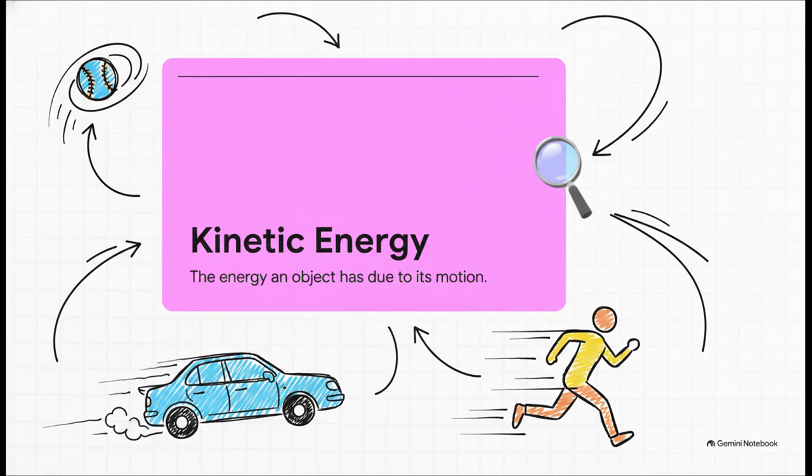I want you to visualize some everyday examples right now. A baseball flying through the air after a pitch, that's kinetic energy. A car zooming down the highway, kinetic energy. You sprinting down the hallway because you're running late for class, yep, also kinetic energy. The faster an object moves and the more mass it has, the more kinetic energy it packs.